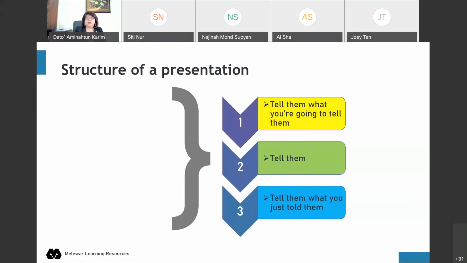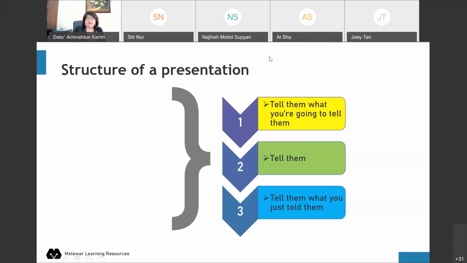Okay, first thing, when you think of a structure, you have to think about telling them what you're going to tell them, right? I will explain that further. The second part will be to tell them what your presentation is about. For instance, if you are talking to the bankers, you have to tell them certain things to convince them. And finally, the last part of the structure would be to tell them what you just told them.